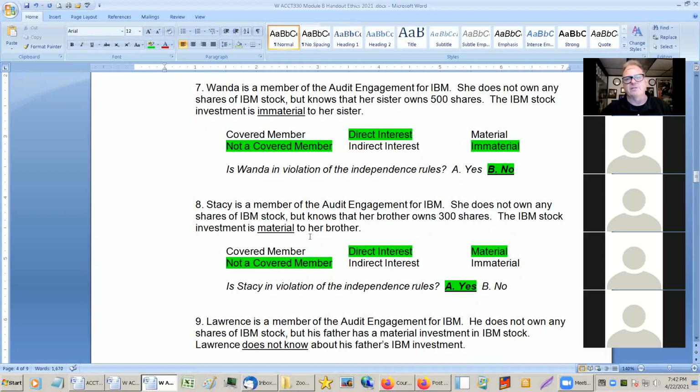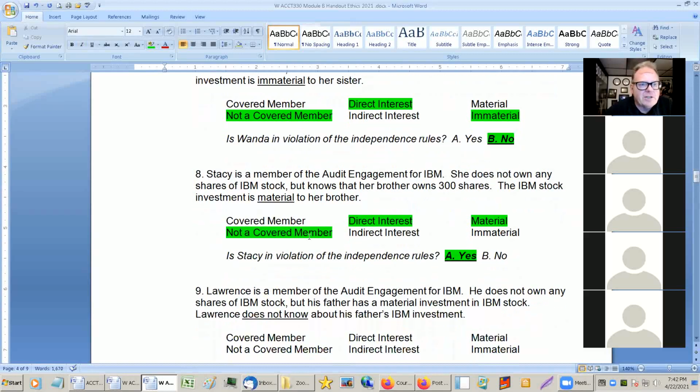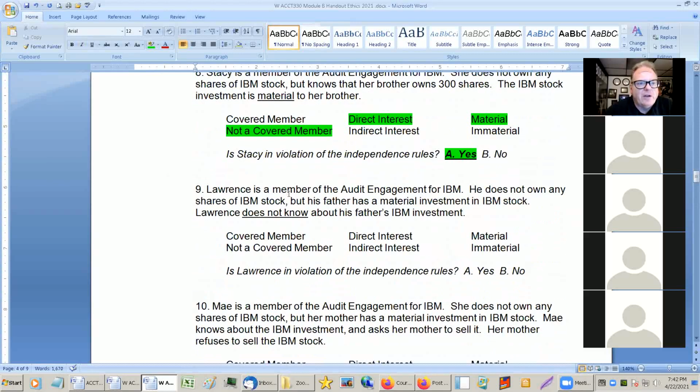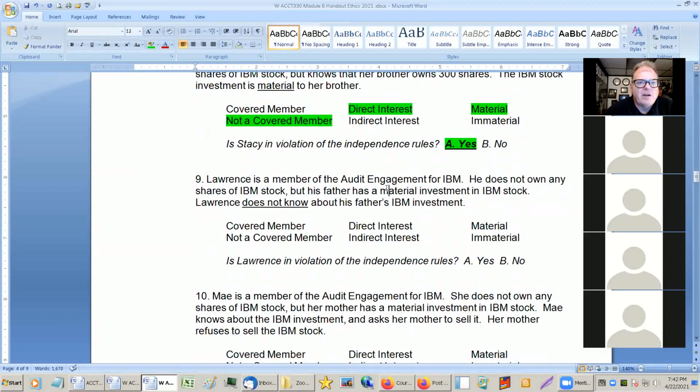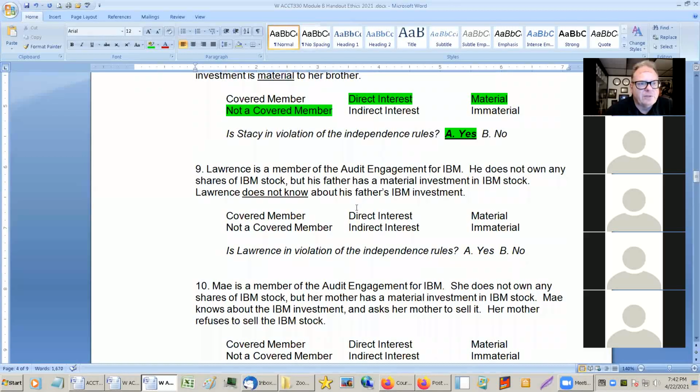Close relatives and friends. Okay, Lawrence is a member of our engagement team. He owns no shares, but his father has a material investment in IBM stock. Lawrence does not know about his father's IBM investment. His father is not a covered member. It is a direct interest, and it's material. Is he in violation? He's not. Good. Yeah, he doesn't know about it.